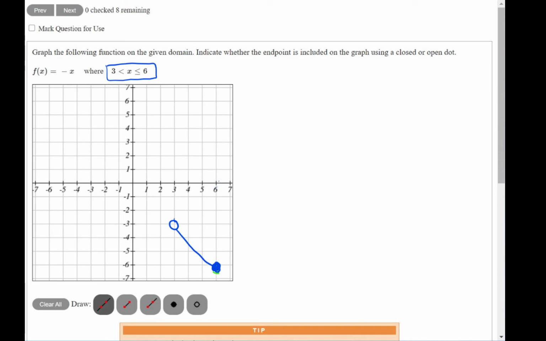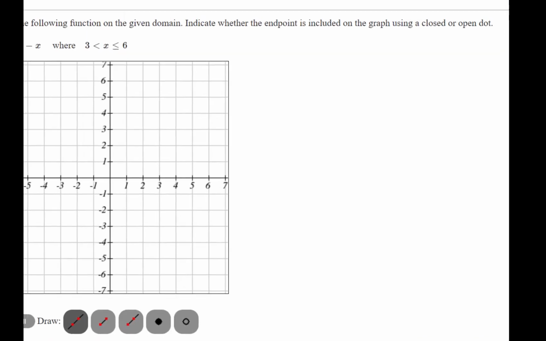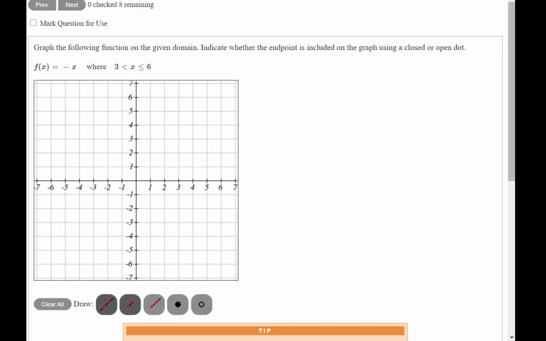Now, to enter this on the homework, notice we have our tool set: line, segment, ray, open, and close circle. I generally start with these. So I'm going to use an open circle where x is 3. So when x is 3, y is negative 3. So 3, negative 3. And then 6, negative 6. Those are my 2 points. And I just need a segment connecting those.